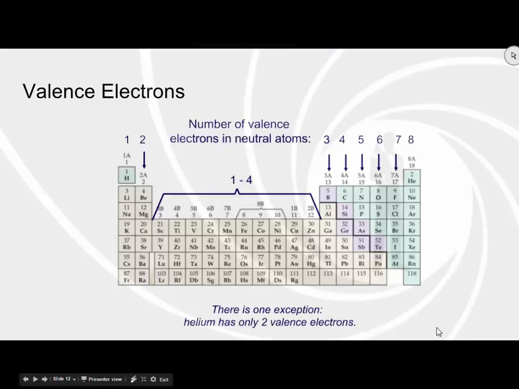So here's a picture that shows you the number of valence electrons in these atoms. The first column, and if you want, you can write these right on your periodic table. First column is 1, second column is 2. Our transition metals are picky, so they can be 1 to 4. Third column is 3, fourth column is 4, and so on, all the way up to our noble gases being 8. So if you want, write these right on the top of your periodic table.